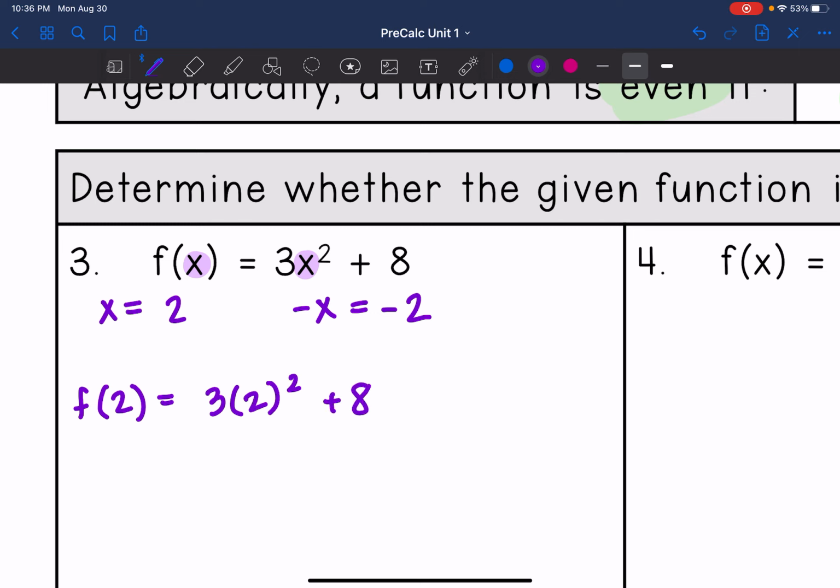Okay, and if you do this simple math, or if you want to, you can honestly do this in your head, but I'm going to show all my steps. So the 3 is going to be there, but I know that 2 squared is 4. So I put a dot in between because I know I need to multiply, and then I'm going to need to add that 8. So now if I do this, 3 times 4 is 12, plus 8 is 20.